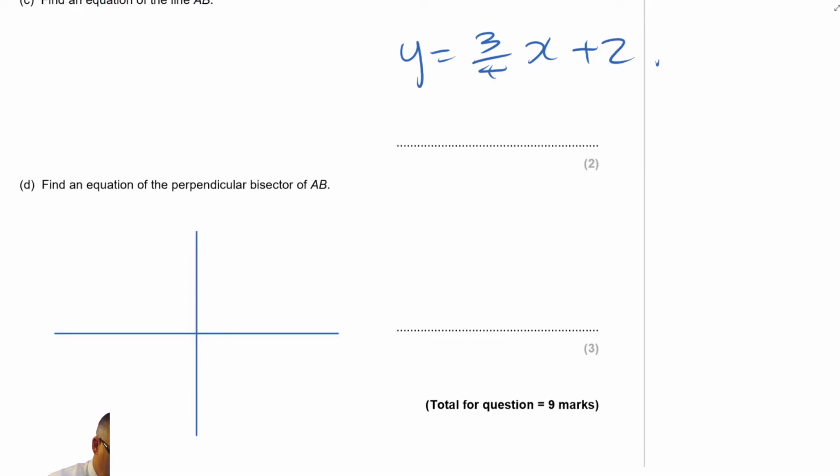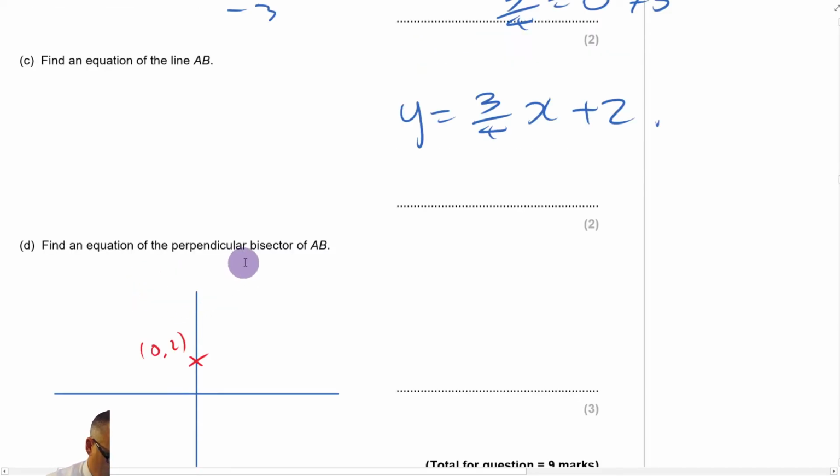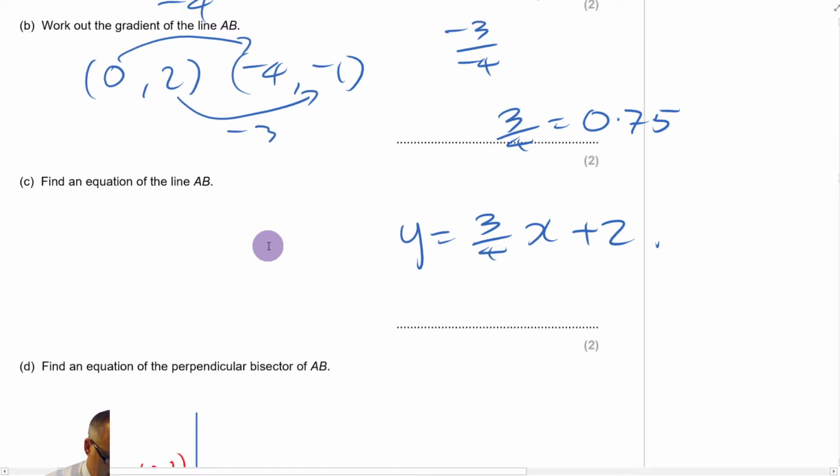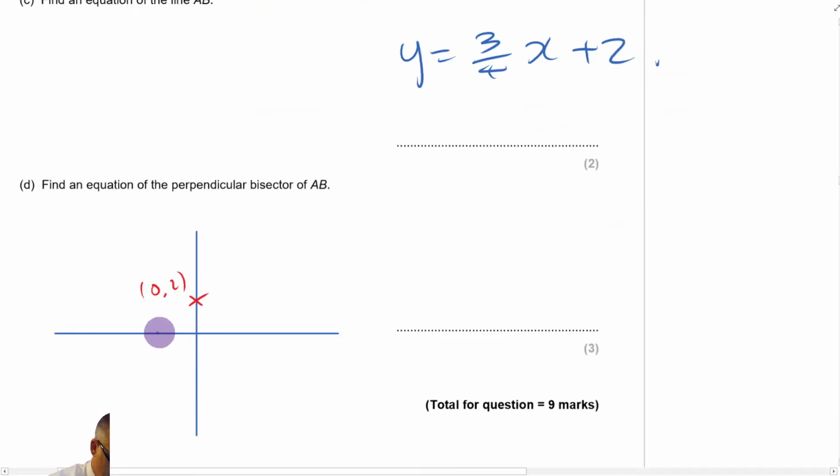So we have the point (0, 2). And we have the point, what was it? (-4, -1). So (-4, -1) is down here. Now, perpendicular bisector means it cuts it in half at right angles. So here's our line. So our perpendicular bisector will be going this way.